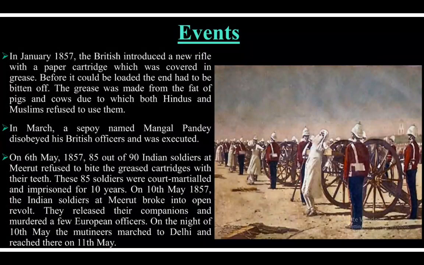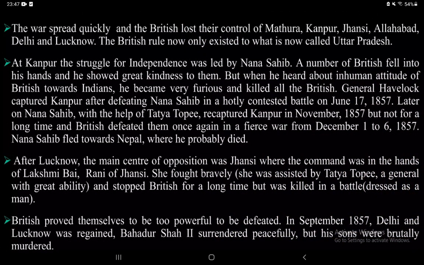On the night of 10th May, the mutineers marched to Delhi and reached there on 11th May. The war spread quickly and the British lost their control of Mathura, Kanpur, Jhansi, Allahabad, Delhi, and Lucknow. The British rule now only existed in what is now called Uttar Pradesh.